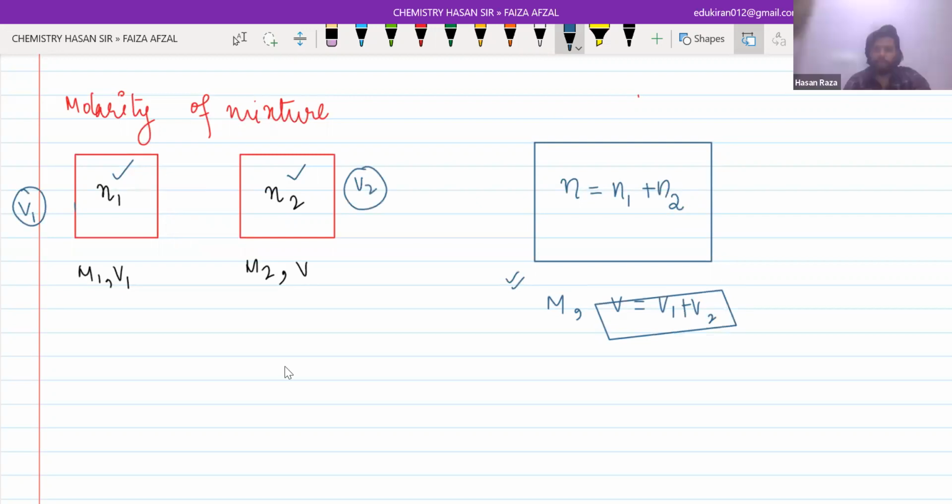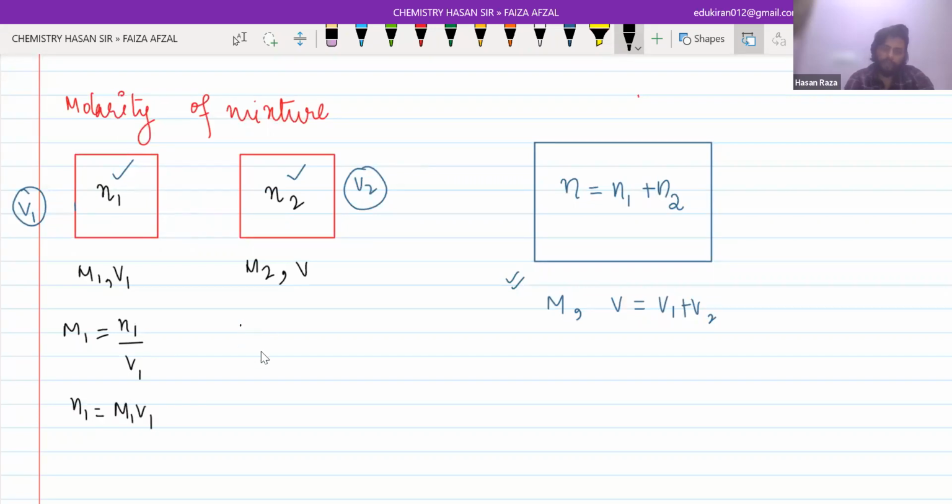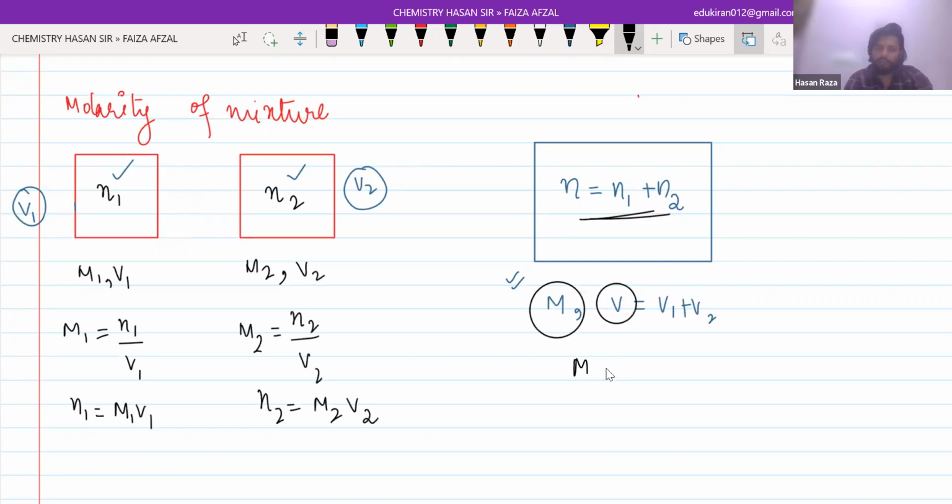Now I'm going to apply the formula of molarity here. M1 will be equal to N1 upon V1, so N1 will be equal to M1 V1. Here M2 is equal to N2 upon V2, so N2 will be equal to M2 V2. And in the bigger container, if you apply the formula, M will be equal to N upon V and N will be equal to M into V. Yes or no?